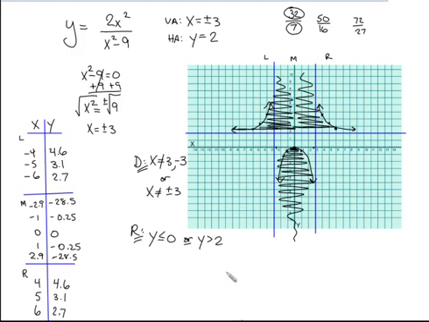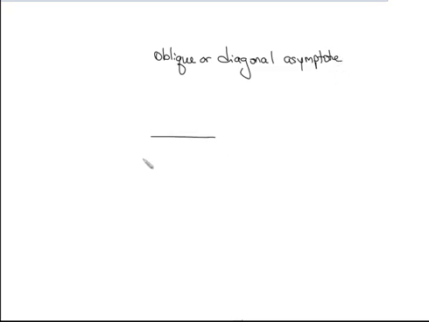So the other possibility I'm not going to do an example of, but you can see in your book example number 3 what happens when you end up with what is called an oblique or diagonal asymptote. This happens when the highest power on the top is 1 higher than the highest power on the bottom. If this guy is 1 degree higher than that, then you're going to get a diagonal asymptote because there's no horizontal asymptote on this because the highest power is on the top.